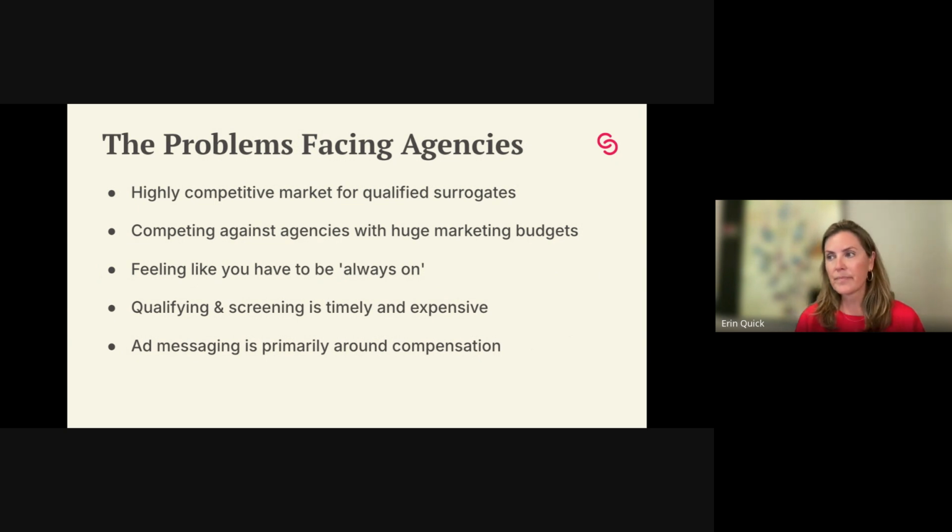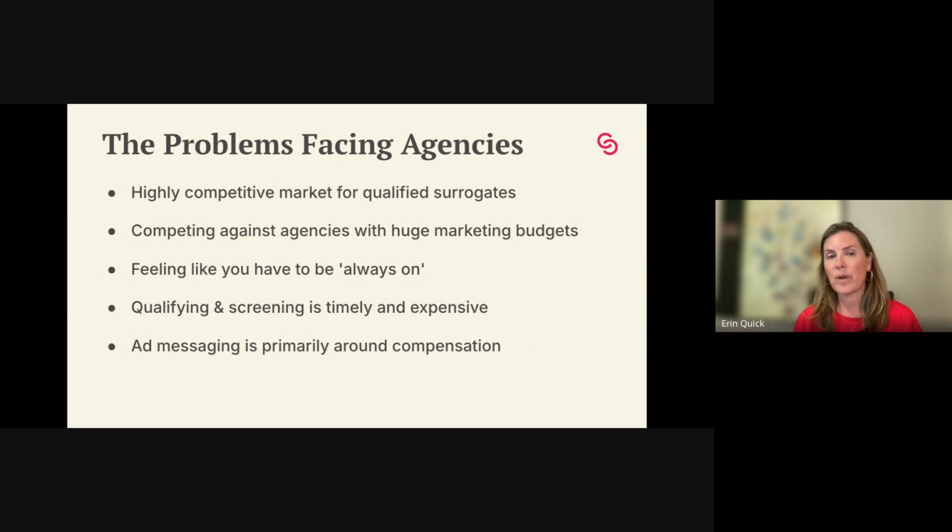This feeling like you have to be always on, I knew about this, agency owners felt this in adoption too, that holidays, nights, weekends, this is a 24/7 process. You never know when a qualified surrogate is going to want to reach out, and the feeling that you have to be available to them all the time is taxing, for sure.